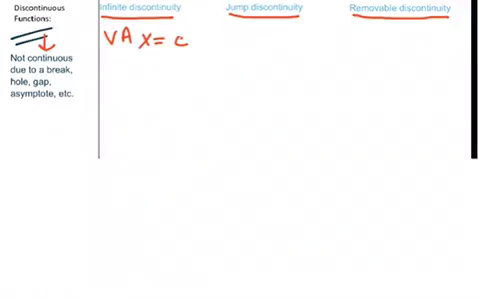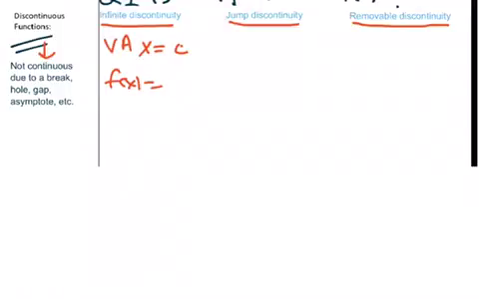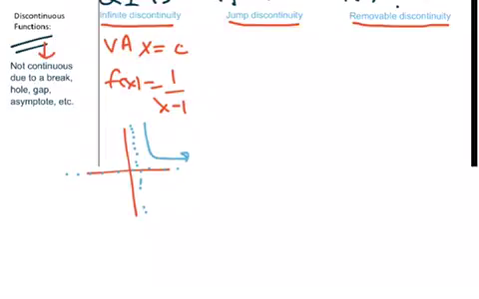So let's look at an example. We have the function f of x equals 1 over x minus 1. Well, if I graph this, that is a hyperbola, but it is shifted to the right one. So instead of the y-axis being the vertical asymptote, it's here, and it's still the x-axis is the horizontal asymptote. And our graph looks like this.